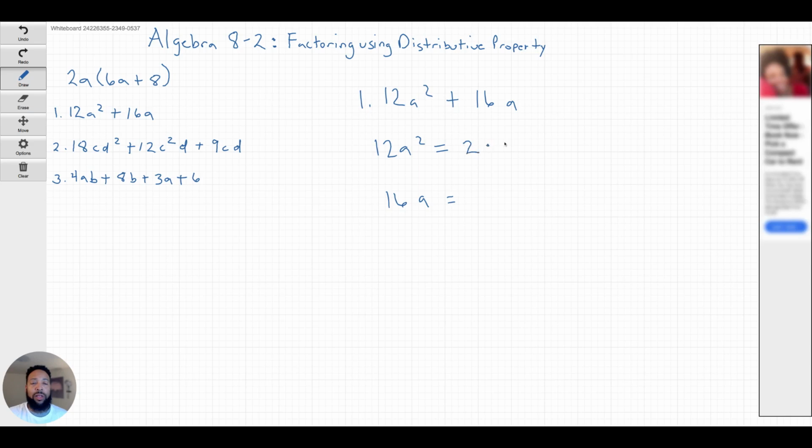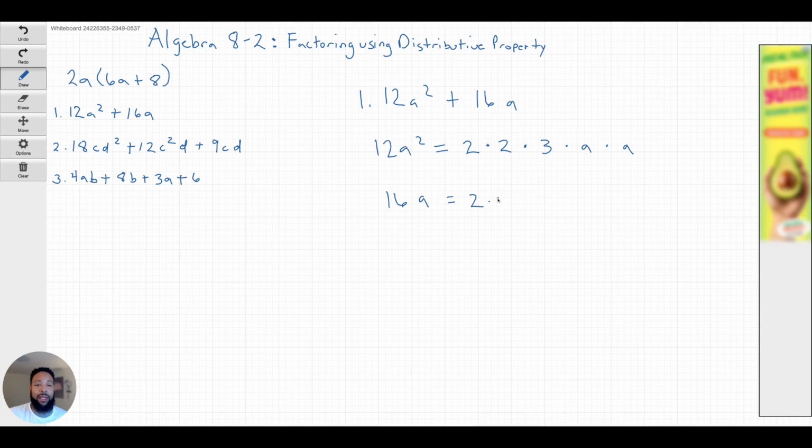2 times 2, which is 4. So 2 times 2 is 4, 4 times 3 is 12. And then we have our a squared, which is a times a. And now we have our 16. We could do 4 times 4, but that wouldn't be the least common factor. So we're going to say 2 times 2 times 2. 2 times 2 is 4. 4 times 2 is 8. Times 2 is 16 times a.